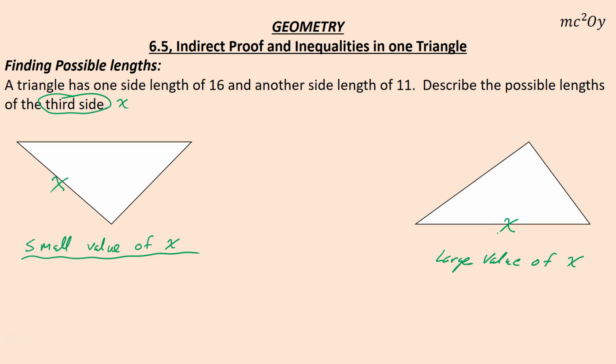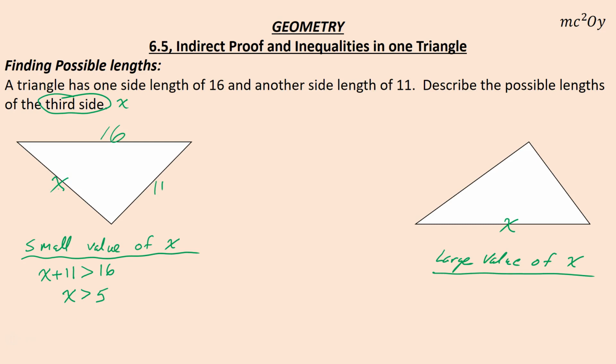Okay? So if we label these pictures here, well, if it's a small value, that means the longest side is either 16 or 11. And in this case, obviously, it would have to be 16, which makes the other one 11. Meaning the two shorter sides, X plus 11, have to be greater than the longest side. Which means X would have to be bigger than, well, subtract 11 over, you get 5. X has to be greater than 5.